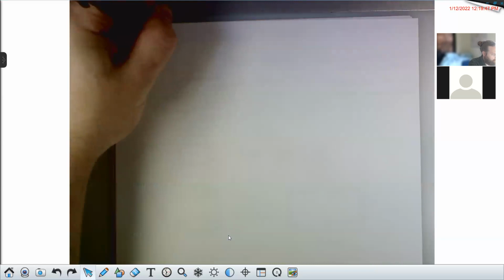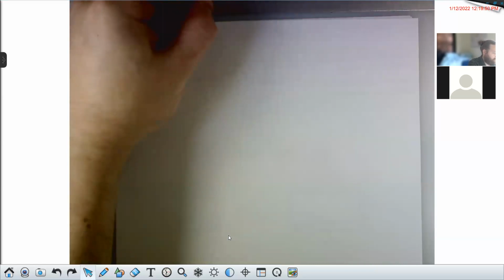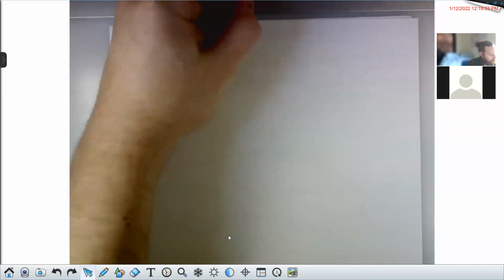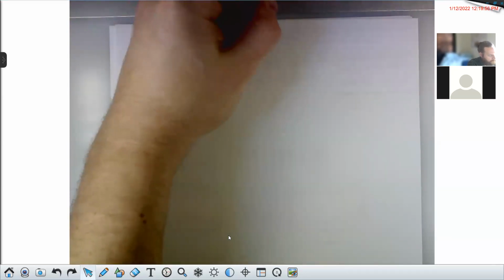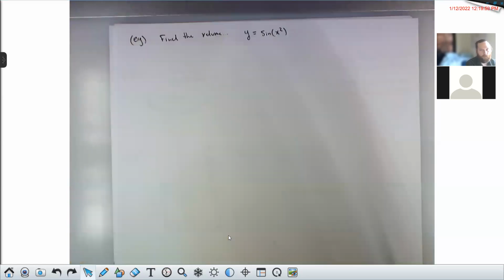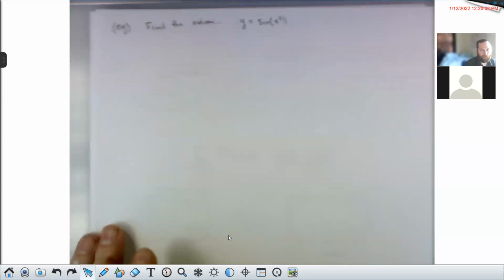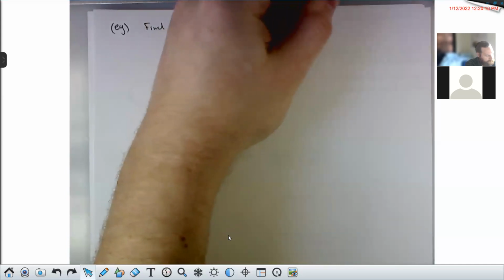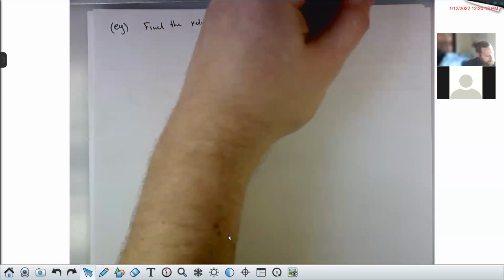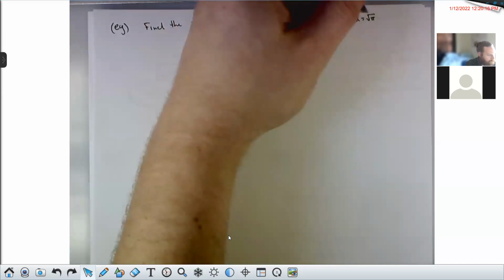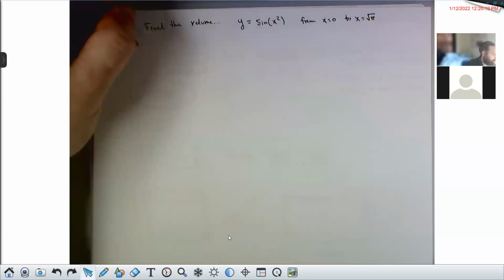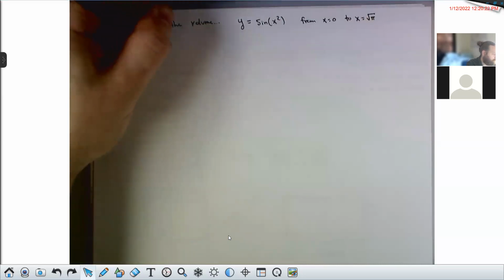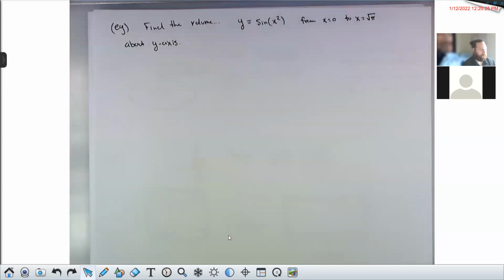So again, find the volume. Blah, blah, blah. Boundary curves are y equals the sine of x squared. Weird function, probably not a function you're super familiar with. Focus. From x equals 0 to x equals the square root of pi, rotated about the y-axis. Sine of x squared, understandable if you're not familiar with it.